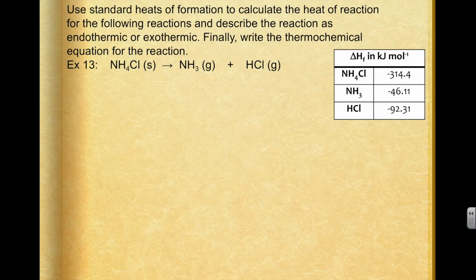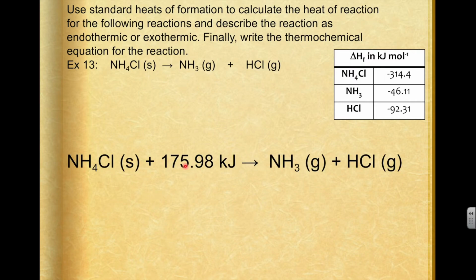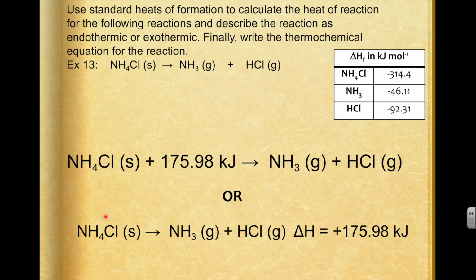So let's break this down. Well, let's make a thermochemical equation from that. That means that, remember I said that the heat term is always on the left side, right, for an endothermic reaction. Or you can write the chemical reaction like normal, and then write the delta H equals a positive 175.98. Students ask me, do I need to put this plus sign? And yes, you do, because that way I know that you know that it's endothermic. So please put the plus sign there.